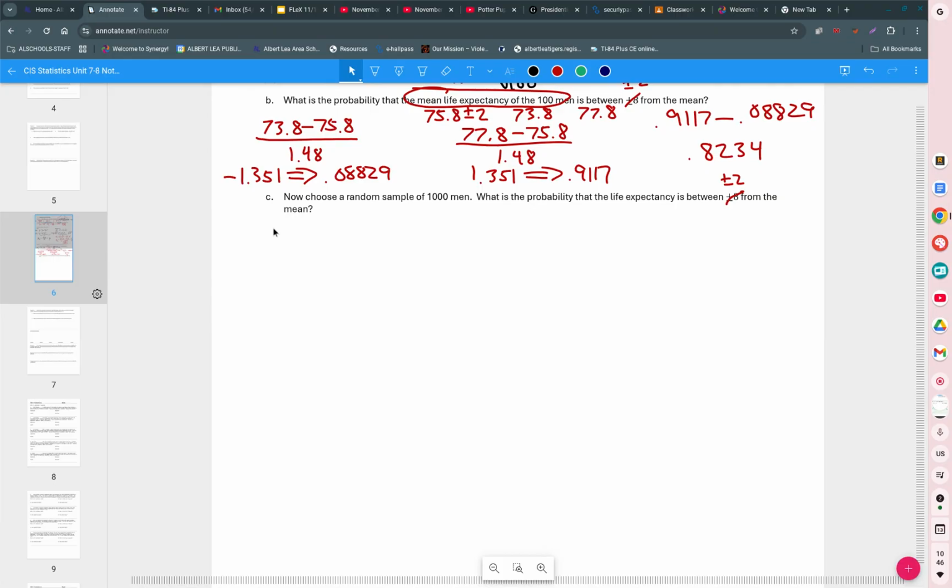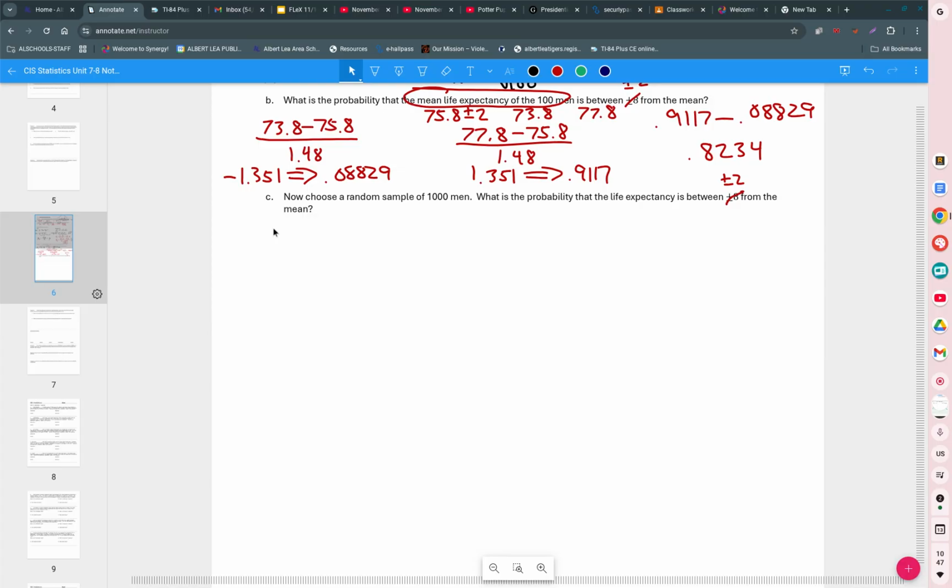We're going to do the exact same thing, but we're going to change one part of it. Instead of selecting 100 men, we're going to select 1,000 men. What do you think is going to happen to our overall probability? Do you think we're going to get a number that makes us less certain, like 0.6 or 0.5? Or do you think we're going to end up being more certain, like 0.9 or 0.95? What do you think? More certain. You confident about that? Not really.